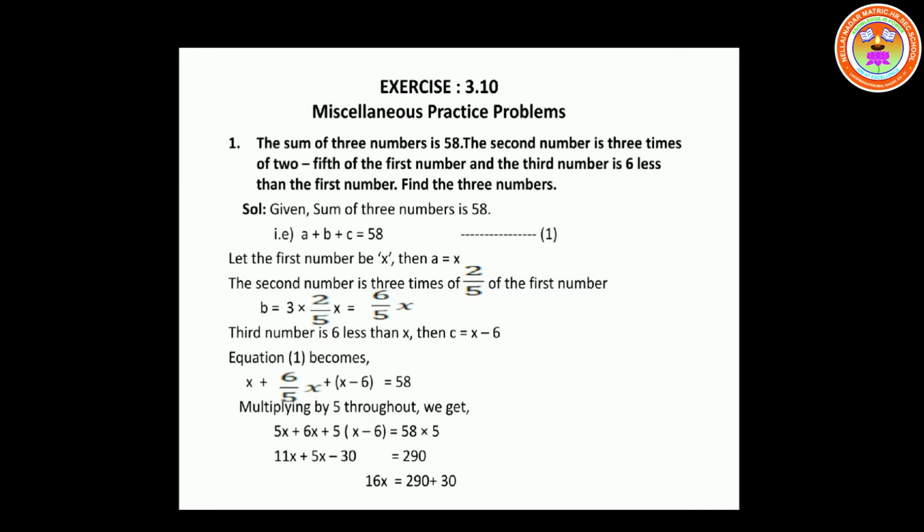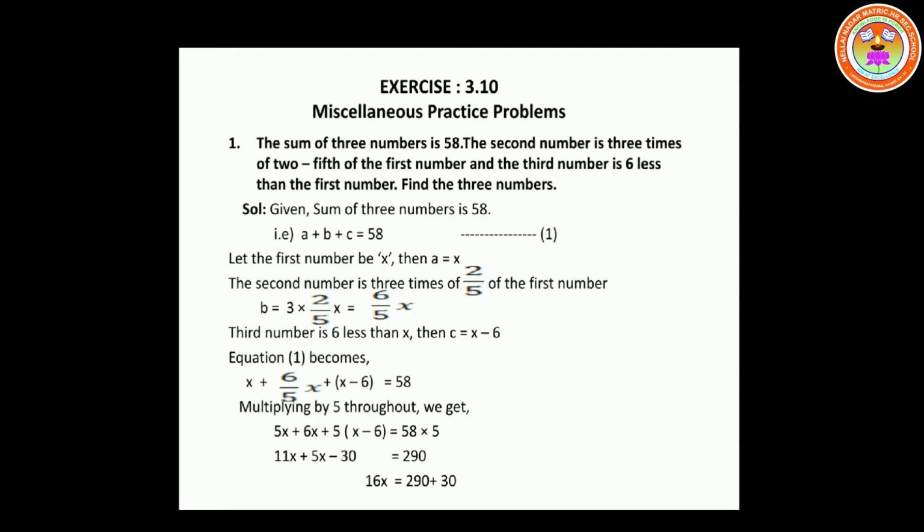Now the second statement says that the second number is 3 times 2/5 of the first number. Let me take B here. B is equal to 3 times 2/5 of the first number. What is the first number we are taking? x. So B is equal to 3 into 2/5 x. 3 into 2 becomes 6, so 6/5 x. This is B, the value we are going to substitute.